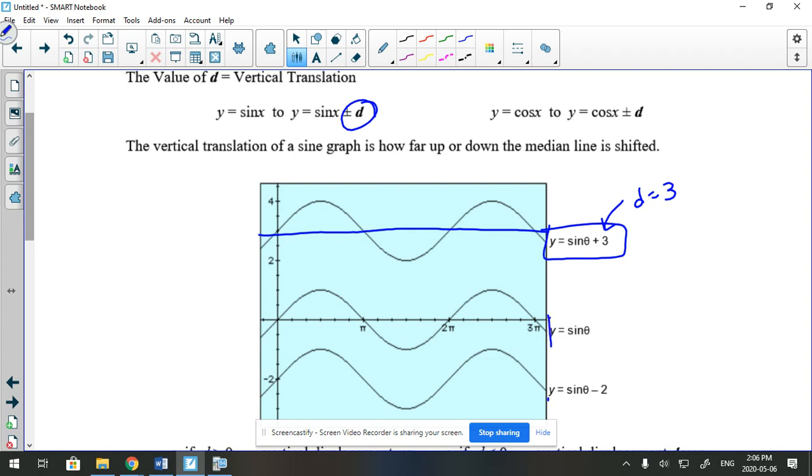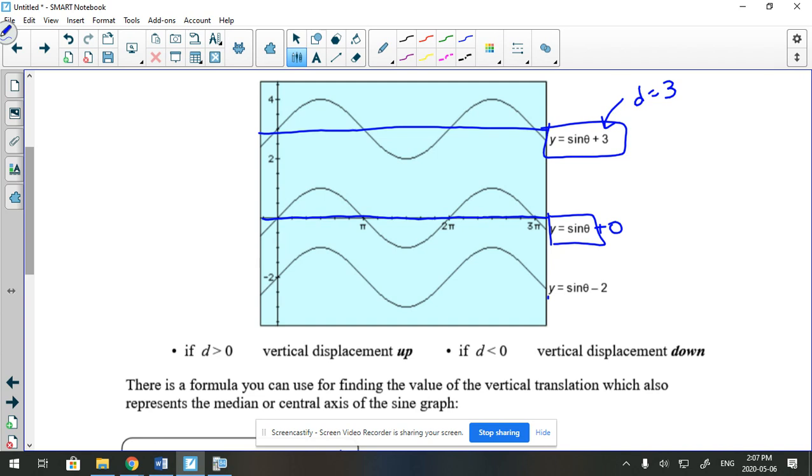Here you have y equals sine theta. There is no D here. Technically it's 0, we just don't write it, which means that your midline's right at the x-axis. And then the next one we have y equals sine theta minus 2. So that means that your D is negative 2, which means your midline's right at negative 2, and that describes that graph. It just shifts the graph, or slides the graph, up or down, however many units you have there.